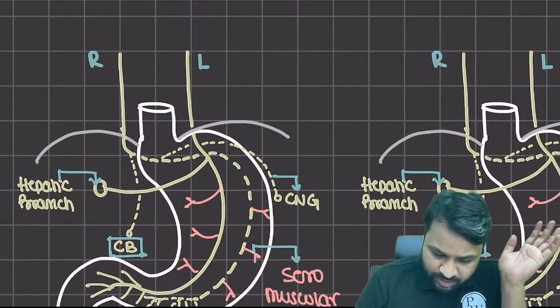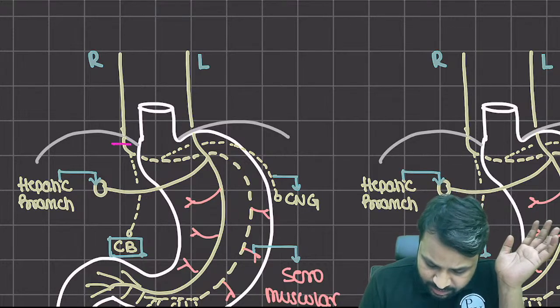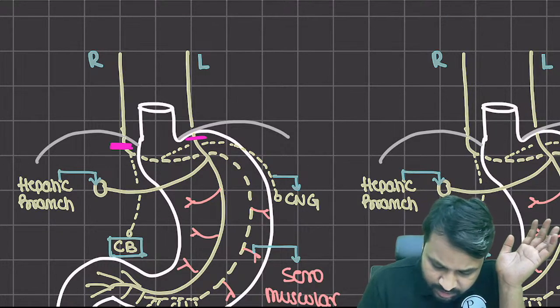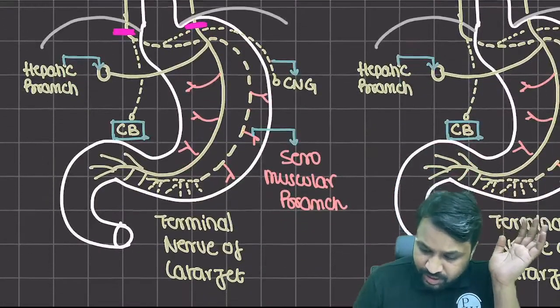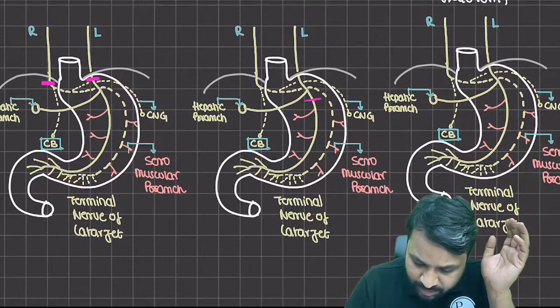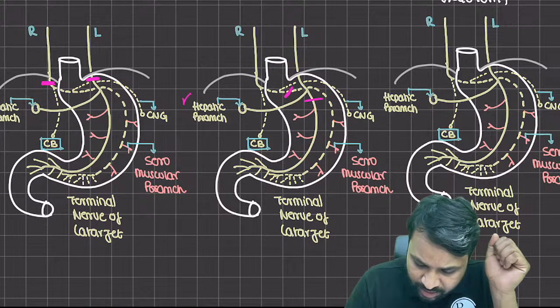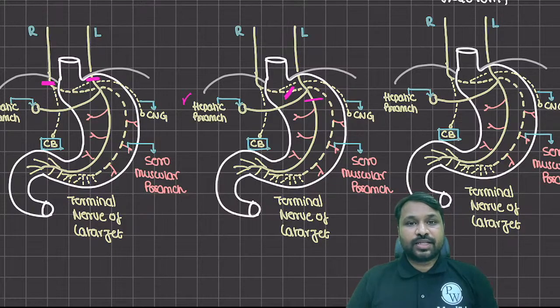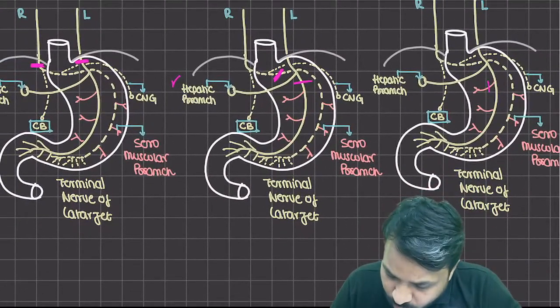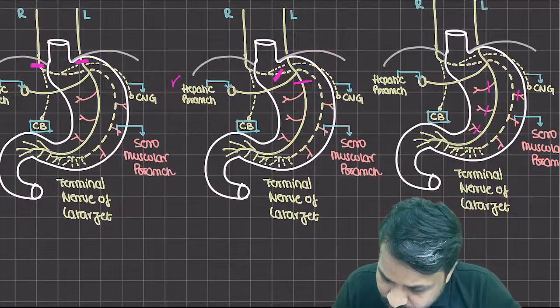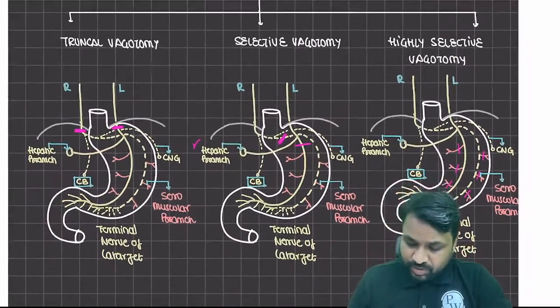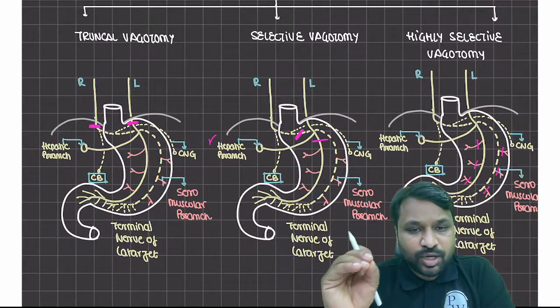In the truncal vagotomy, I am going to resect the vagus here, just below the diaphragm, where all the major origins are going to happen. This is what we call truncal vagotomy, right? In a selective vagotomy, I will spare the major branches. I'm sparing the hepatic branch. I will spare your celiac branch as well as criminal nerve of Grassi. If I do it this way, this is what we call selective vagotomy. If I only go and ligate the seromuscular branches, this is what we call highly selective vagotomy. Okay, that's the only difference, there is not much more difference.